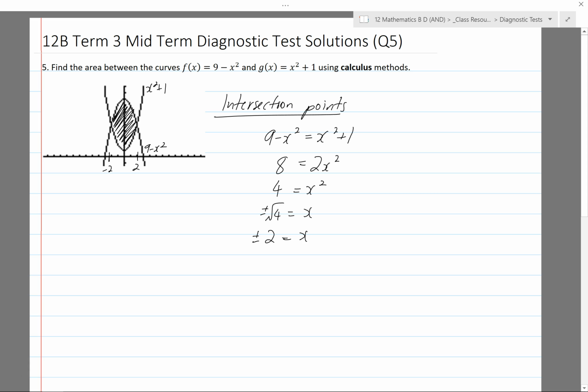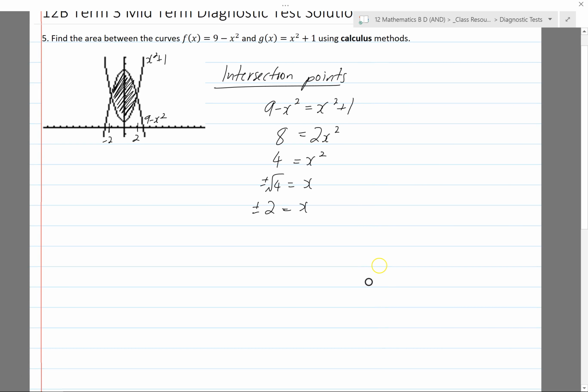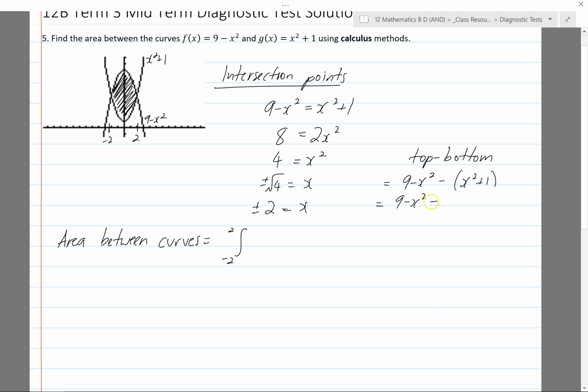So that's now telling me the bounds within which I need to integrate. So I can find the area between the curves, which will be the integral between -2 and 2 of the top function minus the bottom function. So I like to do that just off to the side. The top function is 9 minus x squared, and the bottom function is x squared plus 1. I put it in brackets because I'm subtracting more than one thing. Expand that negative, and then collect like terms.